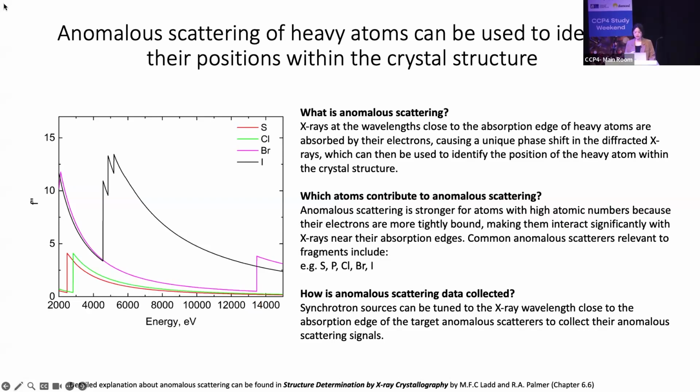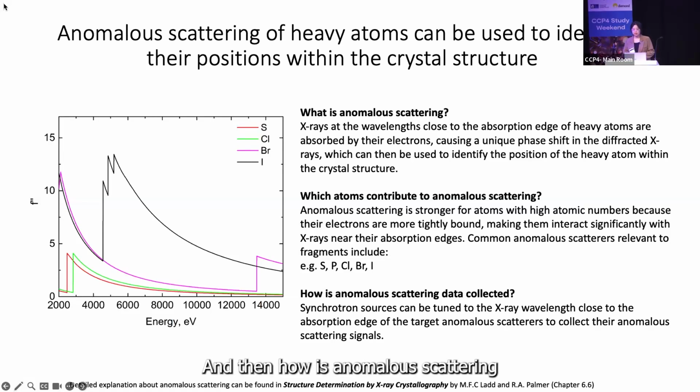And then which atoms contribute to the anomalous scattering? Anomalous scattering is stronger for atoms with high atomic numbers because their electrons are more tightly bound, making them interact significantly with X-rays near the absorption edge. Common anomalous scatterers relevant to fragments include sulfur, phosphorus, chlorine, bromine, and iodine.